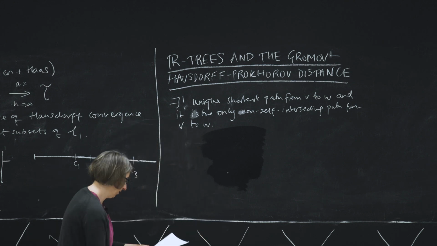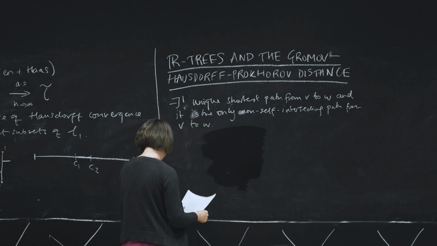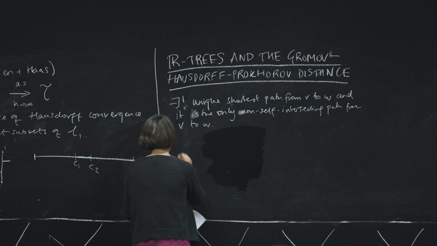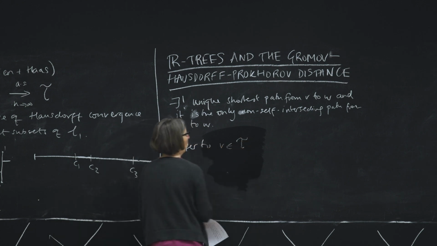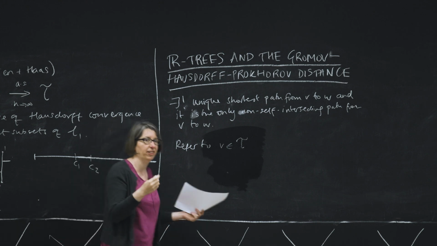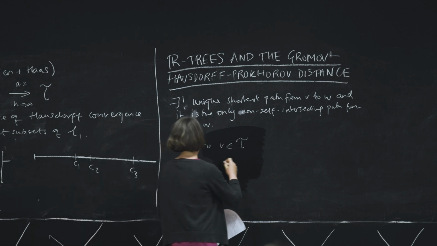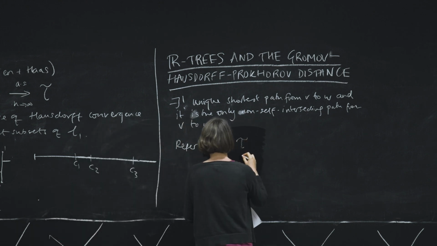So let me give us some terminology so we can talk about these things. I'm going to refer to a point in my metric space as a vertex, just by analogy with our normal graph theoretic trees.